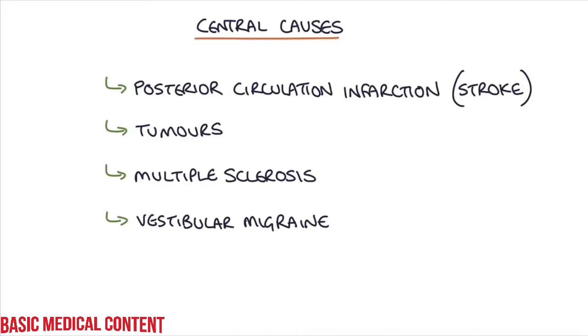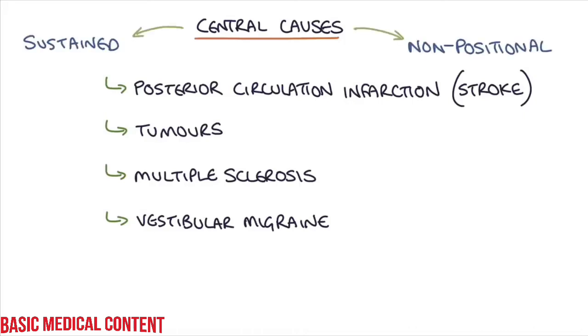All of the central causes of vertigo will cause a sustained, non-positional vertigo, because they aren't caused by disruption to the movement of fluid within the semicircular canals. They're caused by disruption to the interpretation of signals within the central nervous system itself.